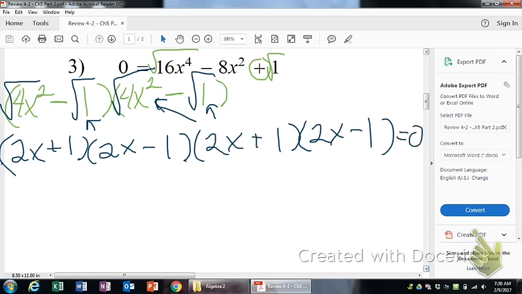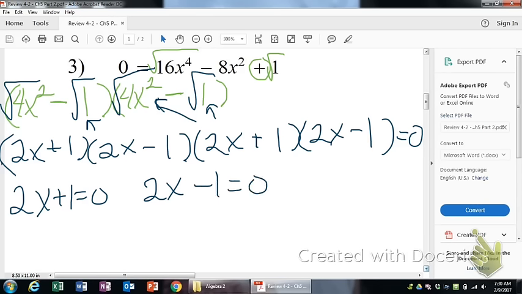Remember, this is all still set equal to 0, so you can find your zeros. I'm going to go ahead and set each term equal to 0. But what I notice is I have 2x plus 1 and 2x minus 1 twice. I don't need to write it twice. That just means that they're going to be double roots.